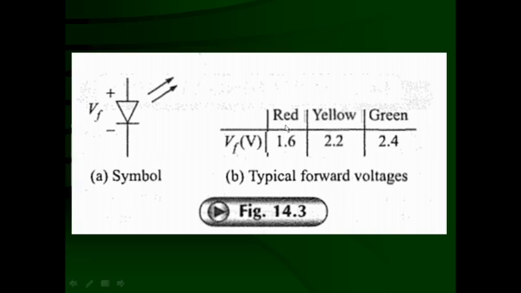For different types of LED, you can see here: for red LED 1.6, for yellow LED 2.2, and for green LED 2.4. These are typical forward voltages. That means when forward biased, the voltage drop across these diodes is not just like an ordinary diode of 0.7 volt, but higher than that. For red LED, the voltage drop will be 1.6 across the diode. For yellow LED, it is going to be 2.2, and for the green LED, it is going to be 2.4.